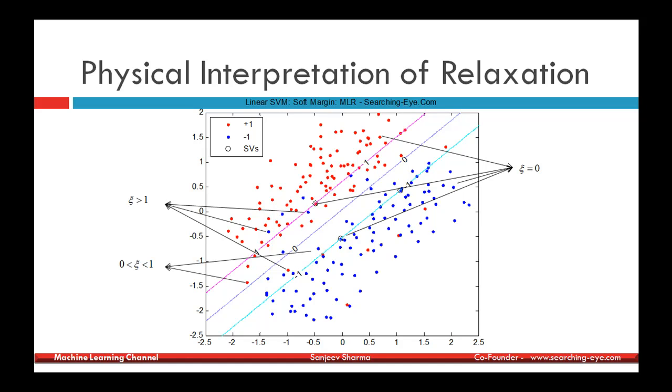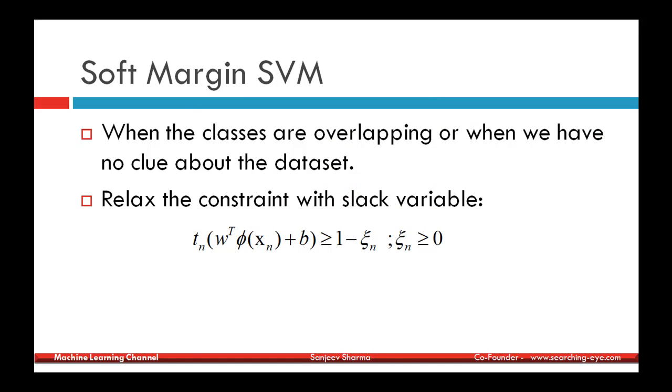Once eta n is greater than 1, the points are wrongly classified, because any such point will have the value tn times w transpose phi of xn less than 0, and therefore we need to have eta n greater than or equal to 1 to satisfy this constraint, because we need to have tn times y of xn greater than a certain value, and that value is negative. Therefore eta n will have to take a value greater than 1, so that the nth training instance can satisfy the constraint.